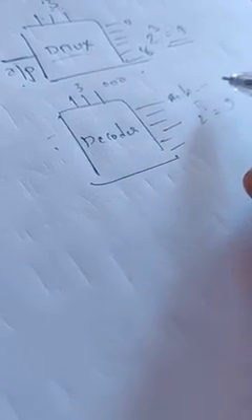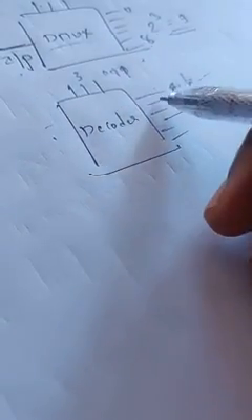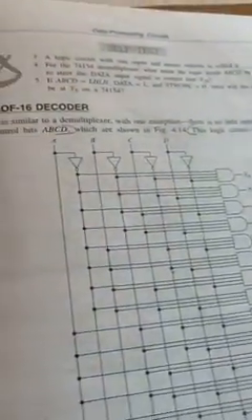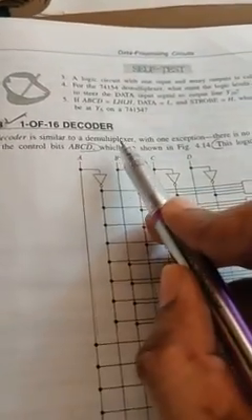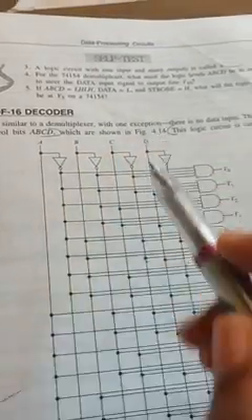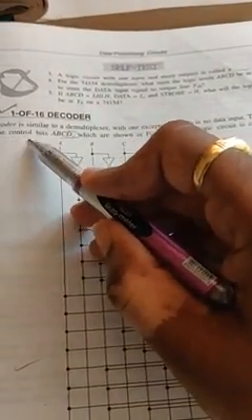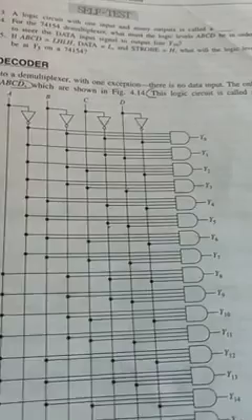I can say that based on the control inputs, one of the outputs will be active. If it is 0, 0, 0, the first output will be active. If it is 0, 0, 1, the second output will be active. If it is 0, 1, 0, the third output will be active, 0, 1, 1, the fourth output will be active, like this. So based on the control inputs, one of the outputs will be active. That is nothing but the decoder. A decoder is similar to demultiplexer with one exception. There is no data input. The only inputs are the control bits A, B, C. That is what we call a decoder.